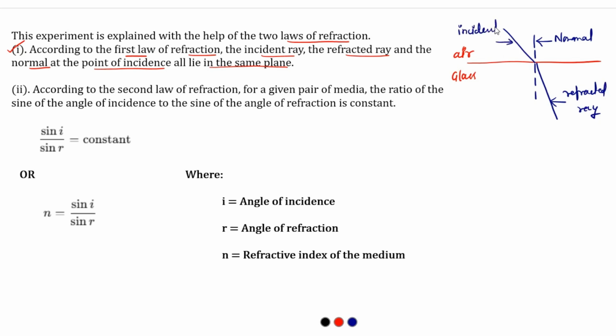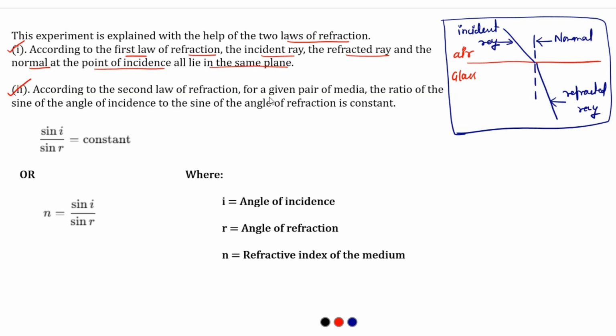So all these rays, the incident ray, the refracted ray and the normal, all will lie in the same plane. No ray will come out of this plane, and that is the first law. This law is the same as the law of reflection. Remember, the first law of refraction and the first law of reflection are exactly the same. Now see the second one.